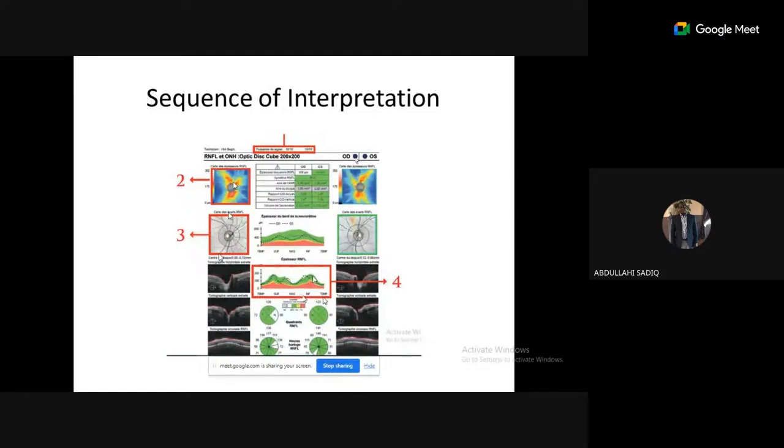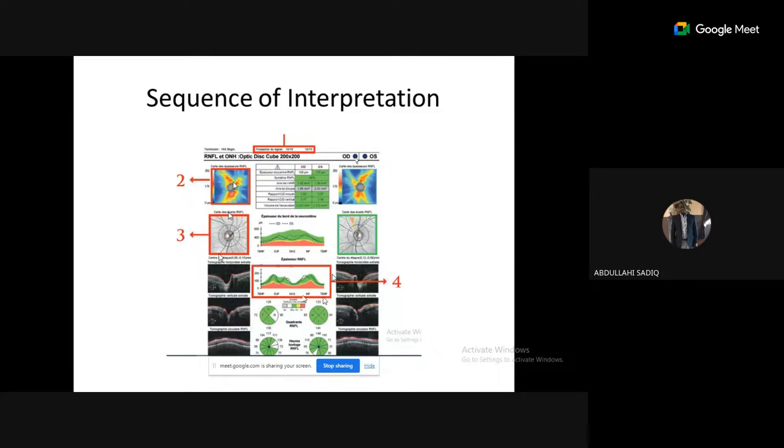Now you compare how the two eyes, as they are moving across the graph, you compare the similarity between the two graphs. In the eye that has more loss, you will see that it will be more down on the graph. And as you can see, this is a normal scan. Everything is within the green zone. And we know that the green zone is the normal zone. Now, the yellow is the borderline, where the red is outside the normal.